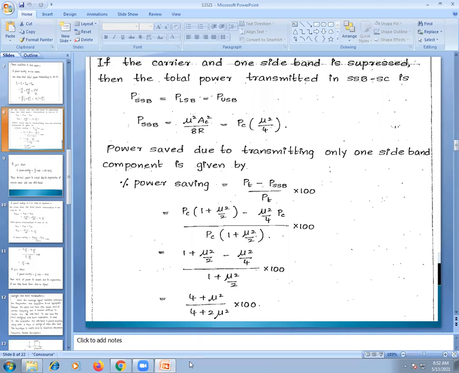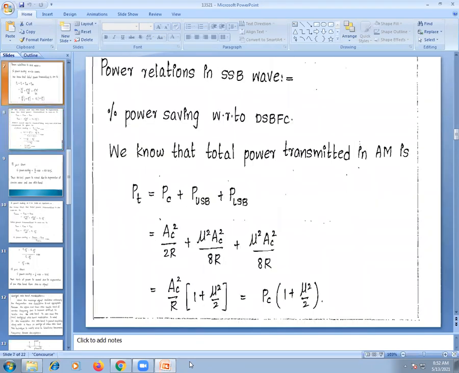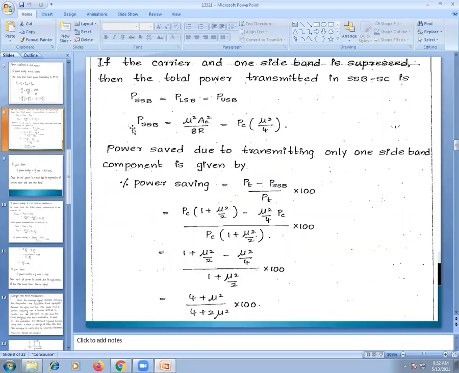For the full sideband and with the carrier, the DSB-FC AM signal, the total power is PC into 1 plus M square by 2. And the single sideband power is PC into M square by 4. So please note these two important formulas.